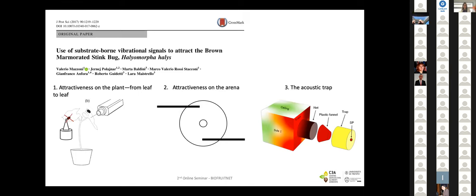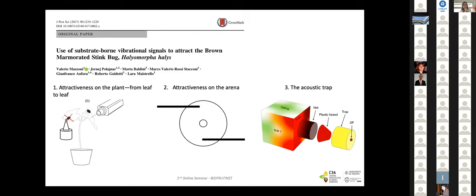So at this point, we had the entire description of the key signals that could be used to attract the brown marmorated stink bug. But it remained to be proved that it was possible to reproduce these signals and attract and fool the male towards an artificial source of the vibration.